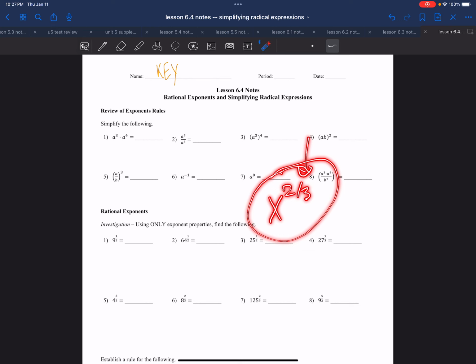The power is 2/3. Up to this point in your math career, you've probably only ever seen exponents that are whole numbers, like 2 or 3. Or maybe we'll talk about negative exponents briefly and things like that. But have you seen fraction exponents before? That's what we're going to cover in this video.